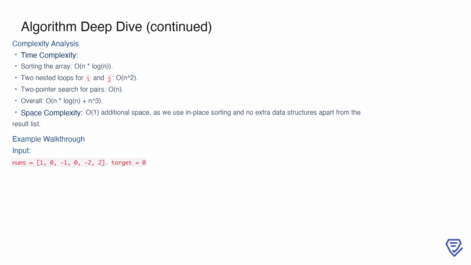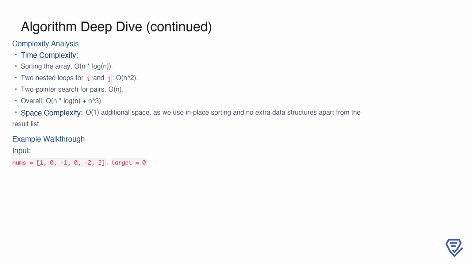As for space complexity, the algorithm operates in O(1) additional space since the sorting is performed in place, and no extra data structures are used beyond the result list. To clarify this approach, let's consider an example. Suppose the input array is 1, 0, -1, 0, -2, 2, with a target of 0.